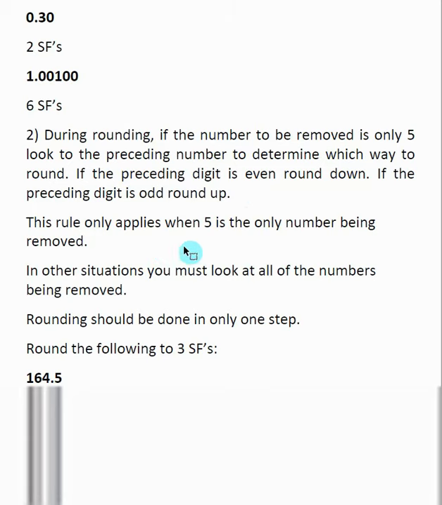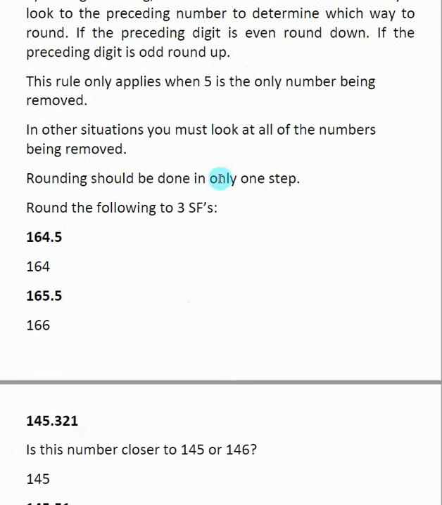If I'm rounding and I'm trying to get rid of something more than just the individual number 5, I've got to look at all the other numbers to be removed, and I say, is it closer to the higher number or the lower number? So we'll look at an example of that here in just a second. One of the things you don't want to do is do rounding in multiple steps, kind of eating off the end, and I'll show you an example here in just a second. You don't want to round and then round and then round. Rounding is done in one step. So let's look at this.